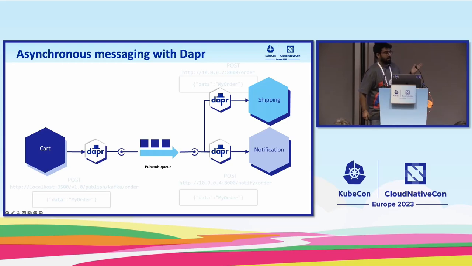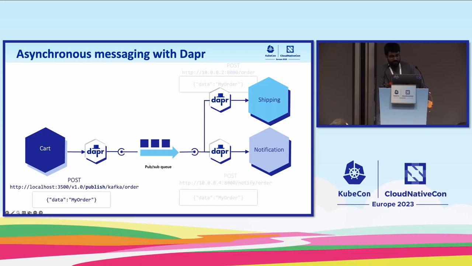For those of you who don't know about Dapr, Dapr sits as a sidecar, and let's see how you could do a simple operation like publish and subscribe using Dapr. Each application has its own Dapr sidecar in this scenario. What the cart application needs to do is send a request to Dapr. Dapr is a sidecar on port 3500, a well-defined port. All you need to do is call publish/kafka/order. Publish is the operation, Kafka is the name of your broker, and order is the topic name. And then you could send your data.